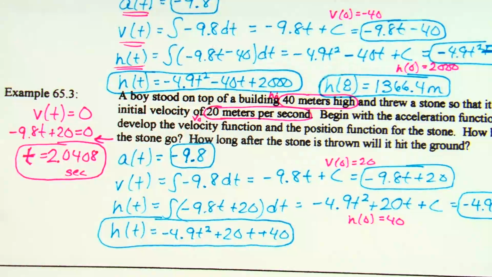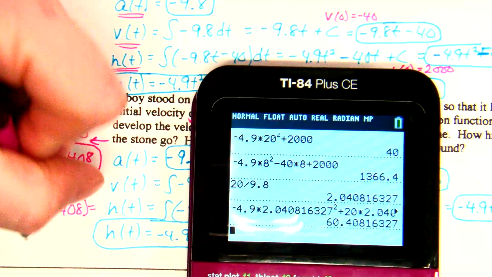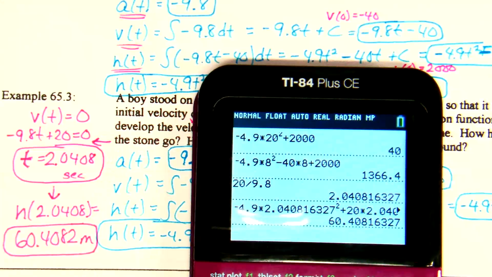So I can take negative 4.9t squared. Honestly, I can just go up and grab that number from above and square it. I don't think it'll throw me off too much if I do this. Plus 20 times that number, and then plus 40. 60.4082. And this is a height, so it's 60.4082 meters. I don't know how much it would change if you had rounded your time.